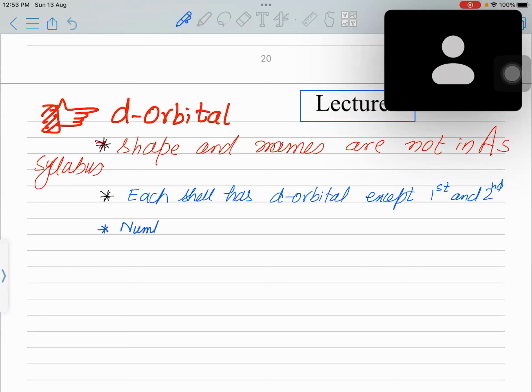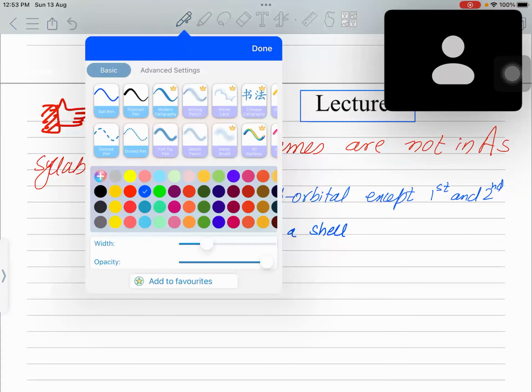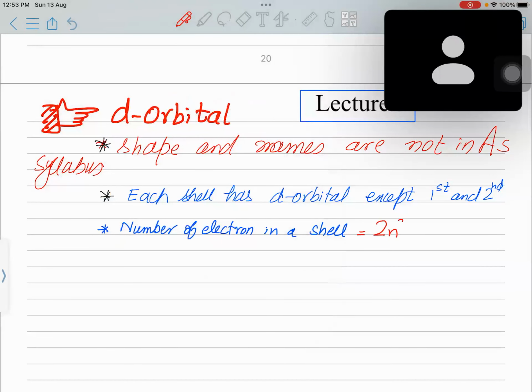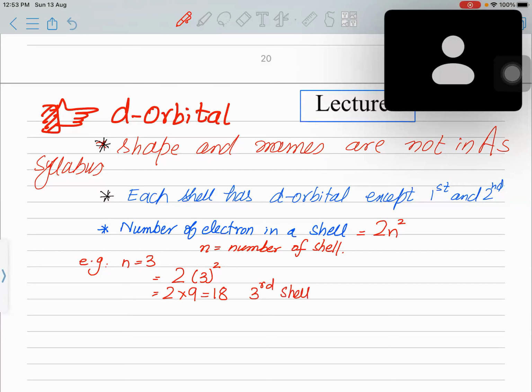You can easily find the number of electrons in a shell by using this formula: 2n square, where n is the number of the shell. Let's suppose n is equal to 3. So 2 times 3 square. 3 square is 9, and 9 twos are 18. So the third shell has 18 electrons.